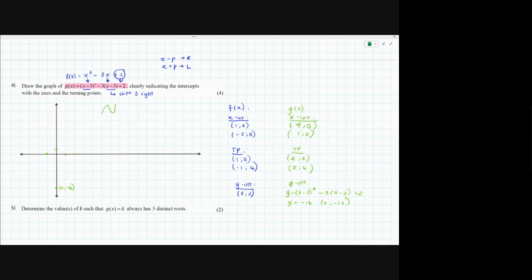Okay. Positive 1, 0, 4, 0, and then my turning point at 2, 4. Okay, now we've got our graph. It's not going to look great, grade 12s. We're just going to roll with it though. So it goes up, turning point, turn, down, turning point, turn, up, cubic function.